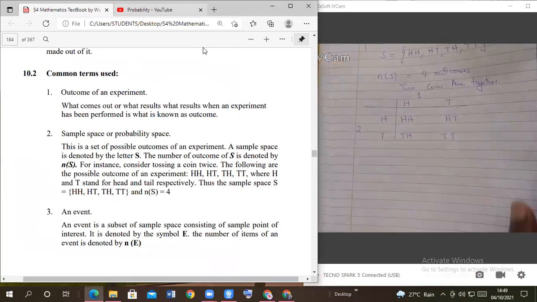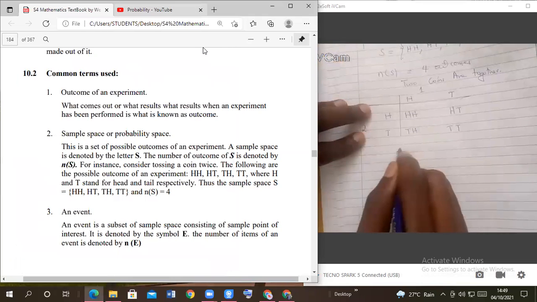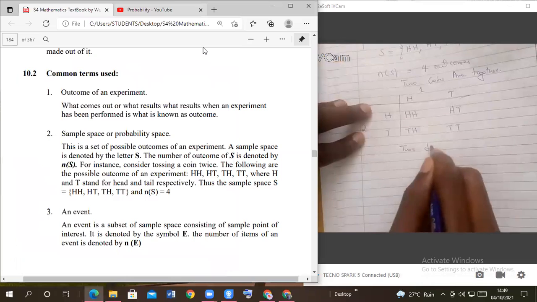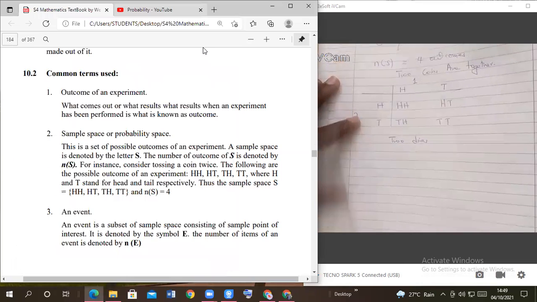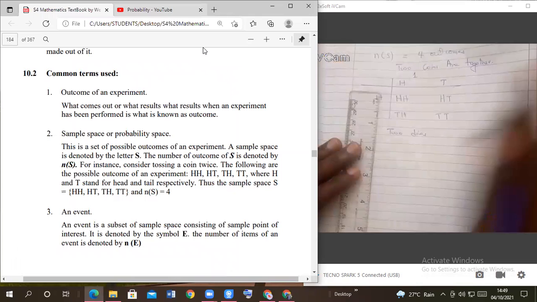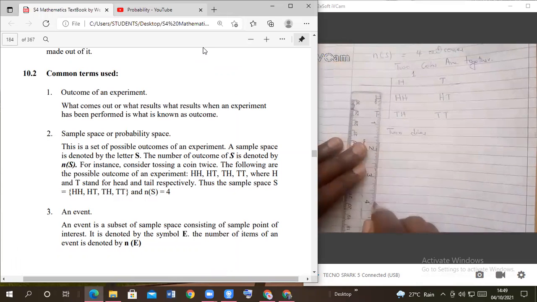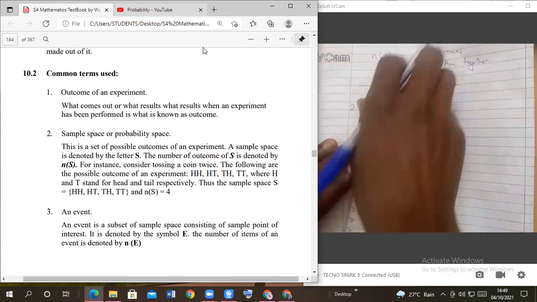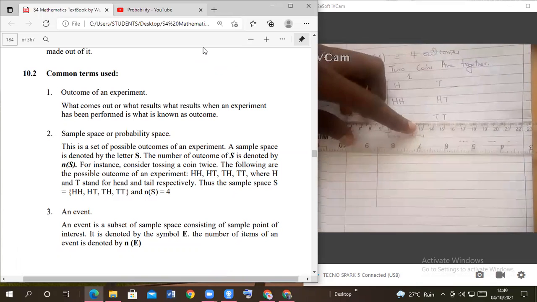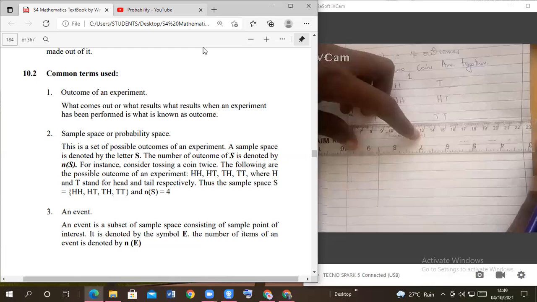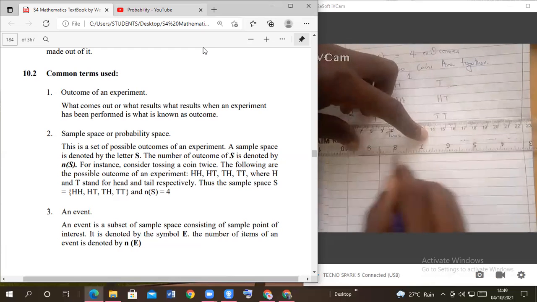What about 2 dials? Let's see how we generate that sample space. We said if it's only 1, what do we get? There are only 6 possible outcomes, not so, sir? Yes. Now let's see, what about if there are 2?